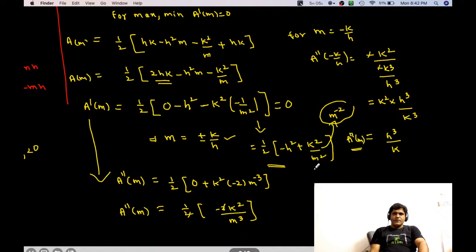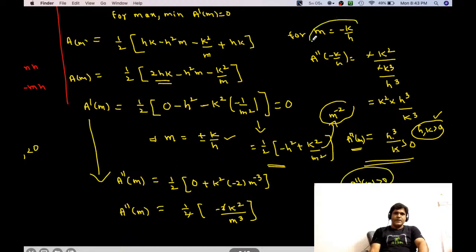But in the question it is given that h and k are both positive. Therefore the numerator is positive, the denominator is positive. Therefore A double dash m is positive. So A double dash m is positive for what value of m? m is equal to minus k by h. Therefore for this value of m, the area is minimum.